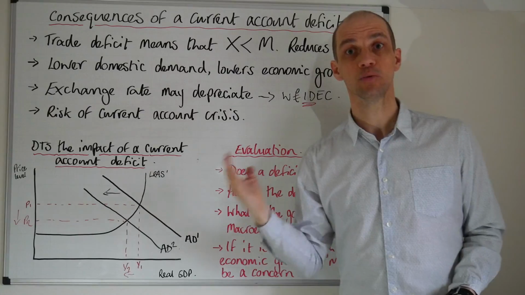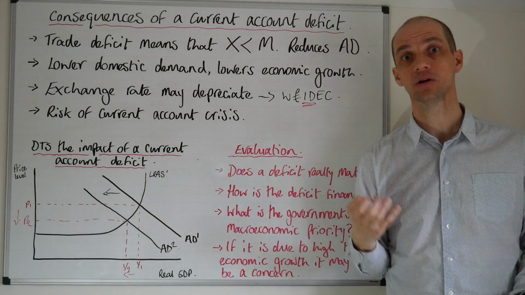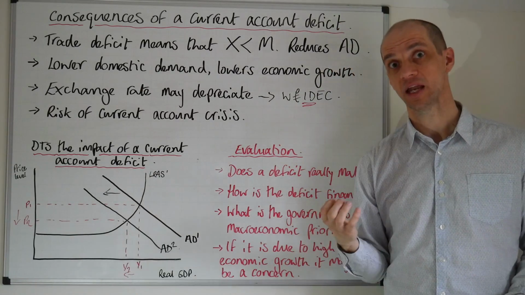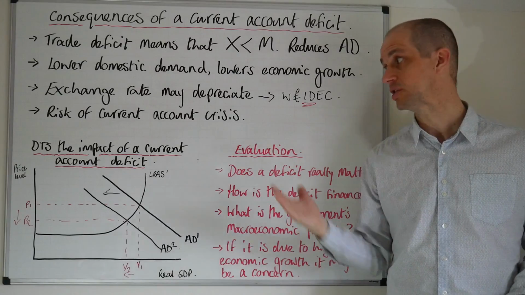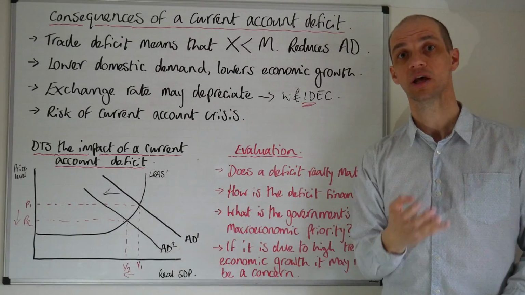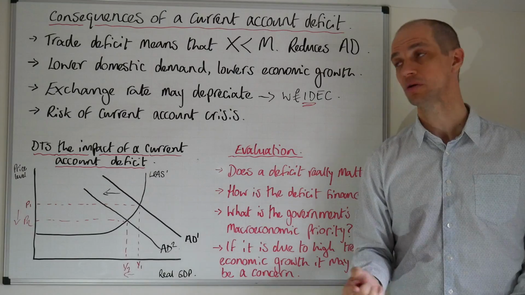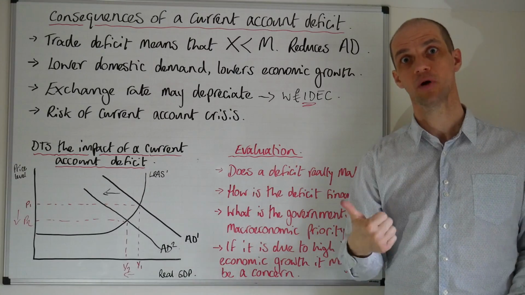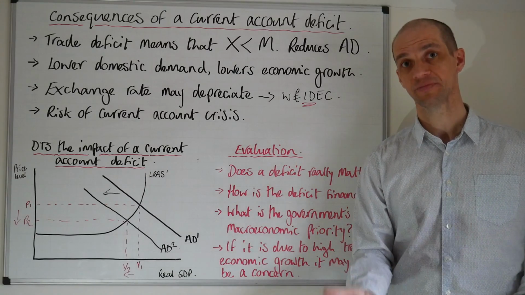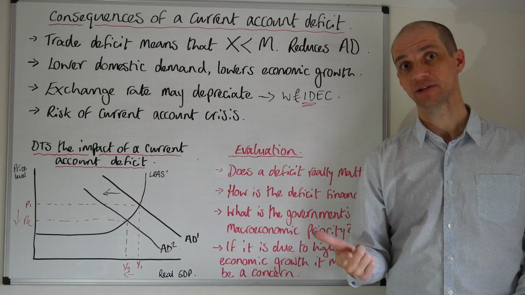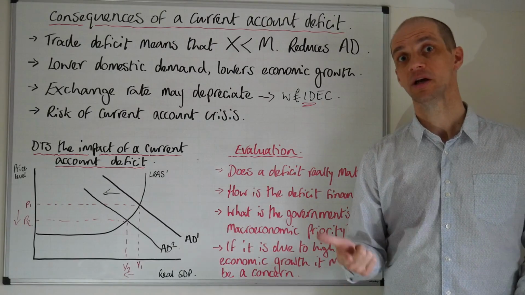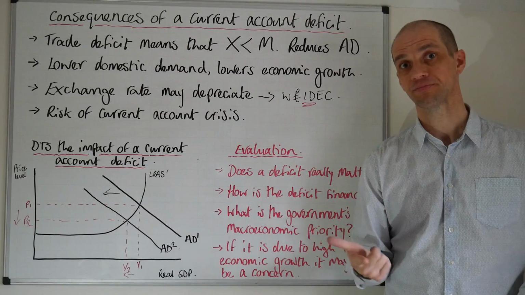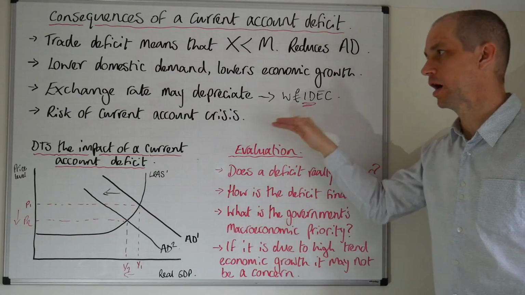So yes, there is a risk that if you run a large current account deficit, then you could possibly be subjected to a current account crisis, and perhaps you are most vulnerable to that when A, you run a fixed exchange rate system, and B, you are financing your current account deficit through hot money. Okay, right, so let's move on.